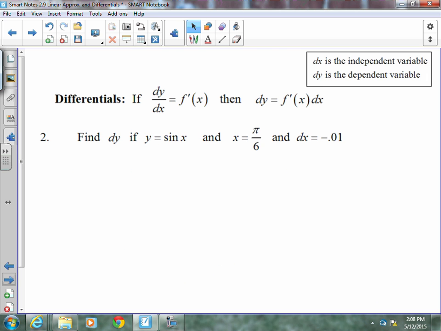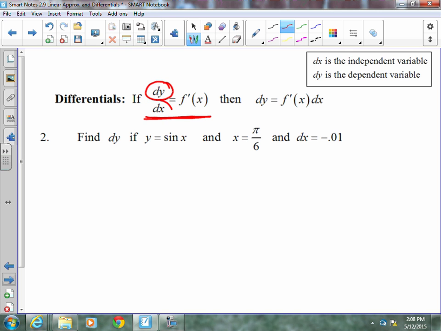Differentials are a little bit different. This is a new idea: this dy dx isn't necessarily stuck together. It's actually represented by the change in y over the change in x, because it's slope. How do we find slope? Change in y over change in x. So it really is just slope, and it can be moved. You can multiply both sides by the dx.